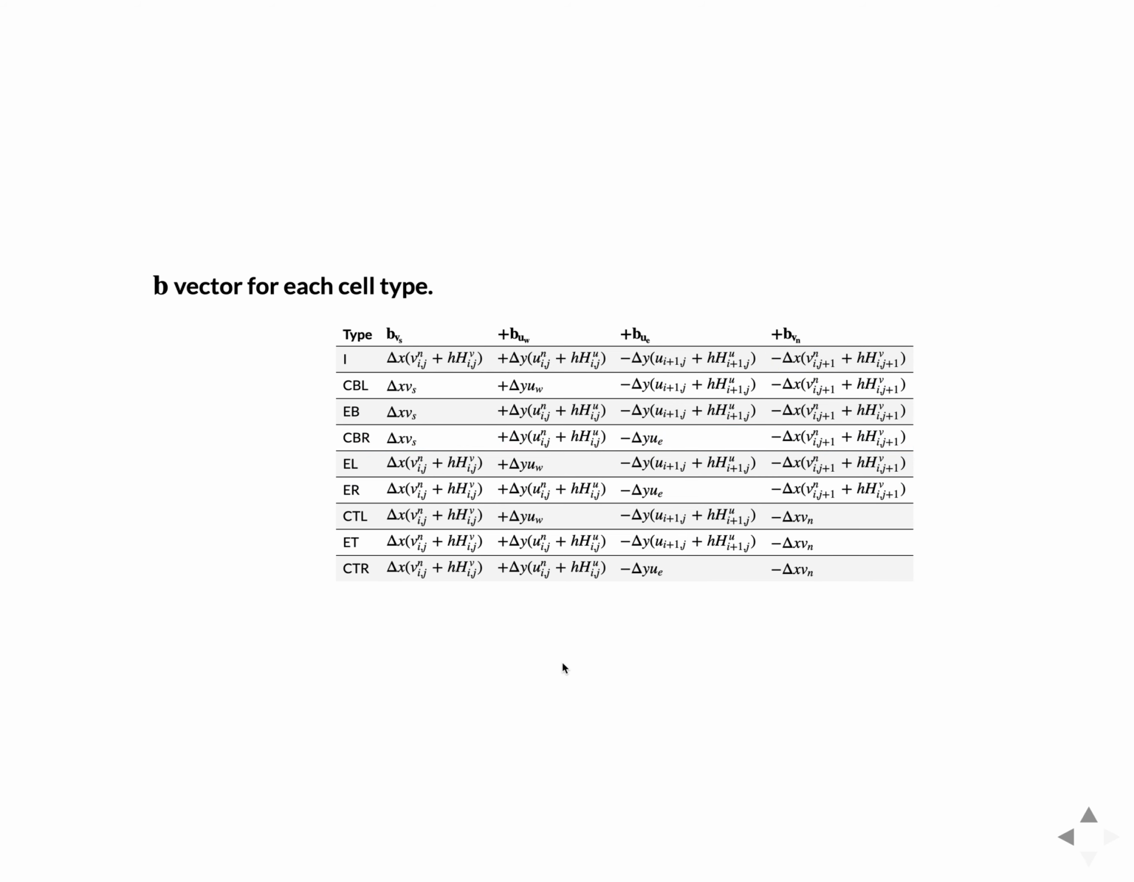So these 2 tables are convenient when we want to code the resulting system of equations so that we can actually solve the problem. Okay, so that's as far as we'll go, and in the next video we'll look at taking these equations and implementing them in Python for a lid-driven cavity problem.